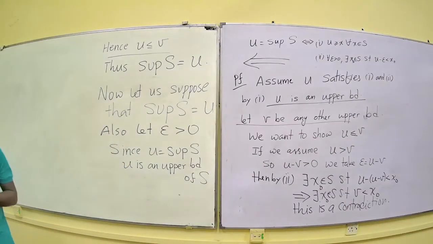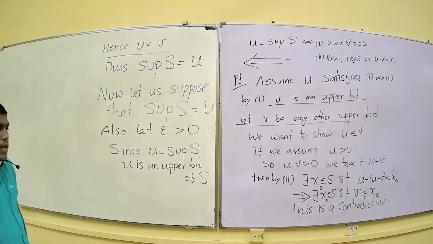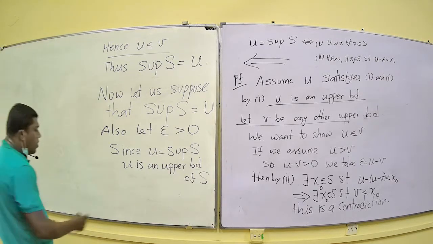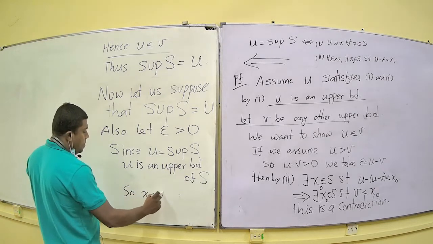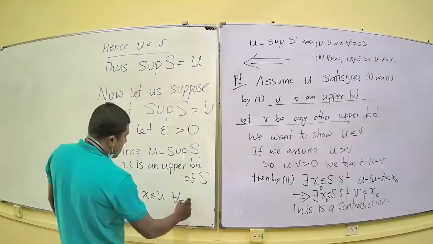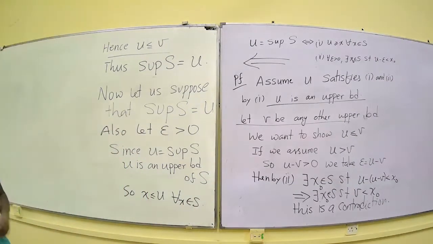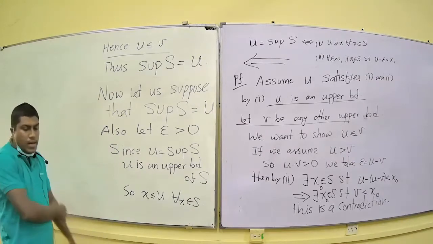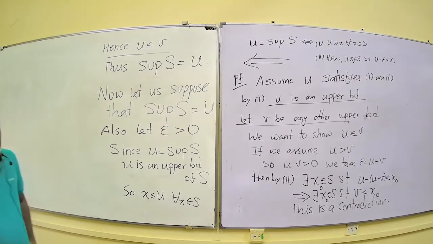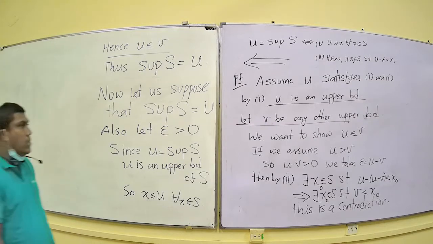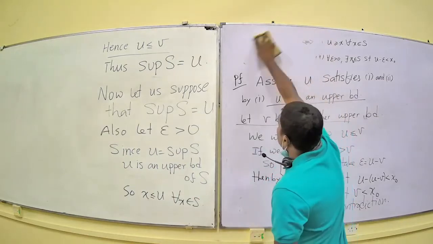Once you know u is the supremum, it is clear that u is an upper bound of S. Therefore x is less or equal to u for all x in S. Now what you have to do is show the other relationship, the statement 2.